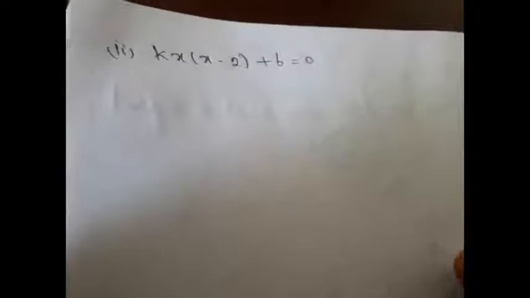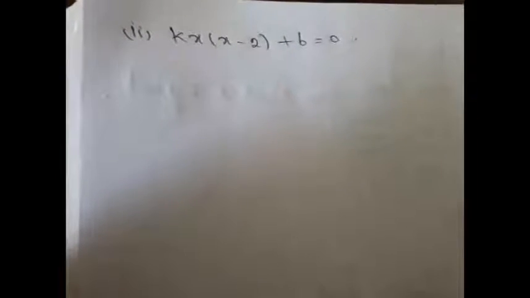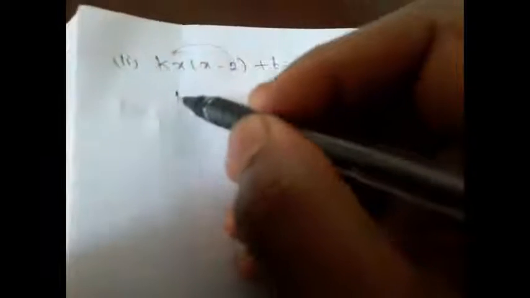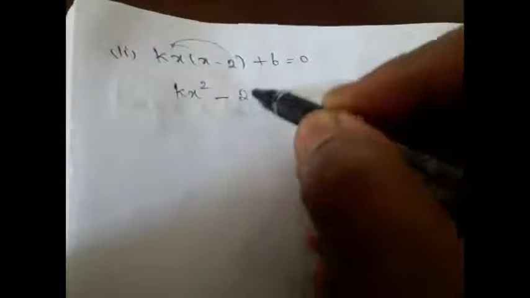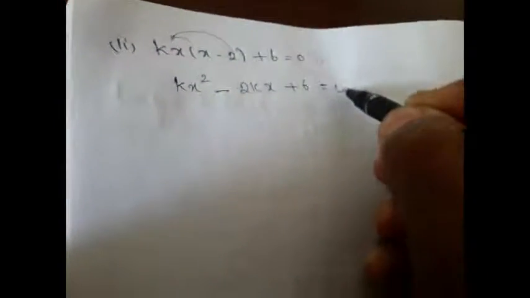Now the question is kx into x minus 2 plus 6. So first express it in the standard form of quadratic equation and then find the values of a, b, c, then substitute in your discriminant. Now how will you express in standard form? Multiply. kx into x is kx square, minus kx into 2, 2kx, plus 6. This 6 doesn't have this kx. This is only for these two terms. Be careful. Which is equal to 0.